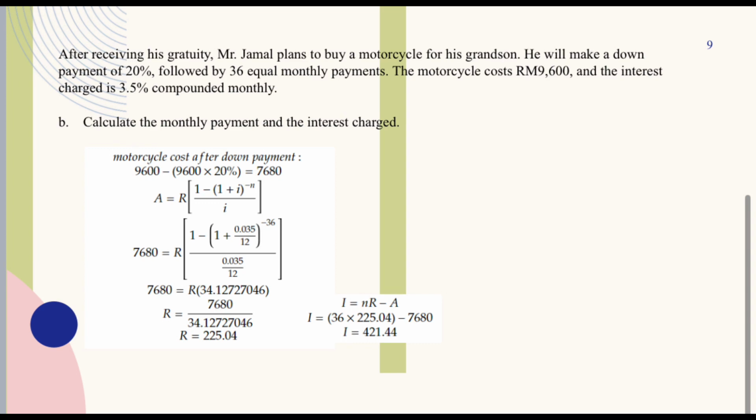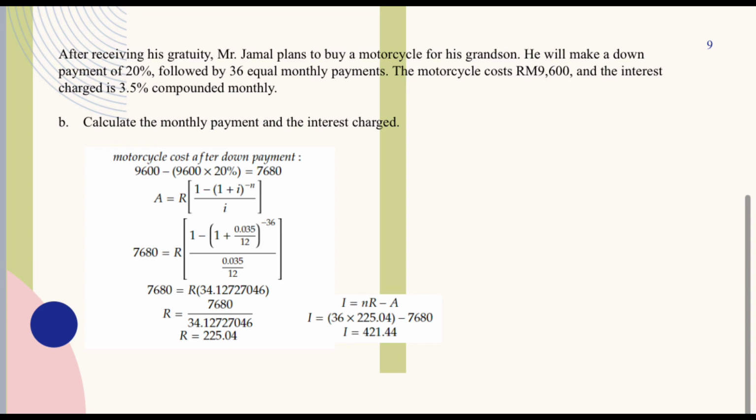So we can solve everything in the bracket. Then we will get 34.12727046. We will be bringing that amount to the left side under the 7,680, then R equals 7,680 over 34.12727046. So R is equal to 225.04.